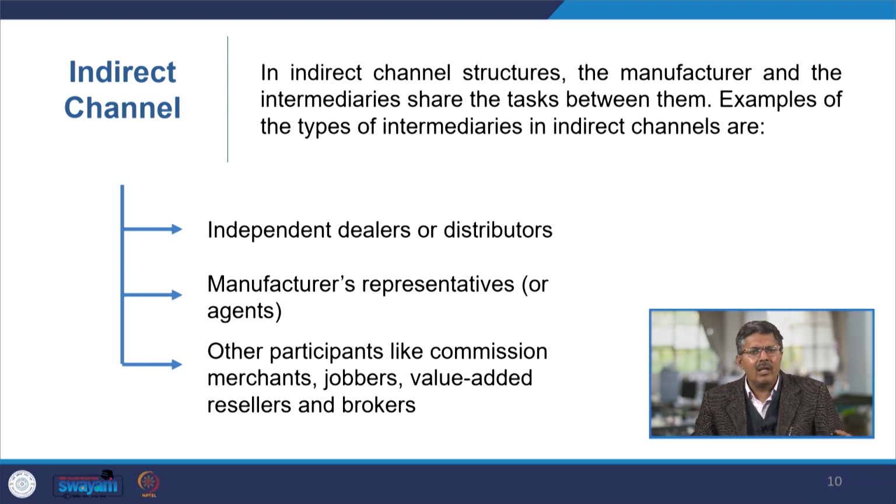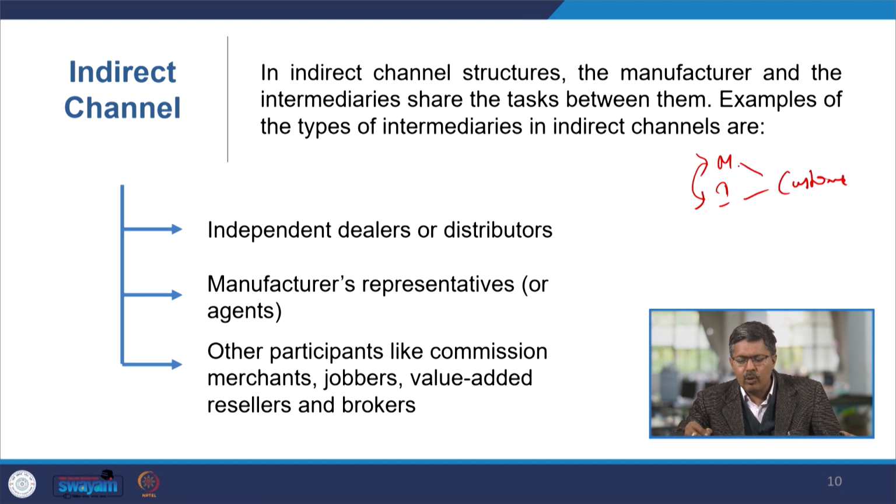In an indirect channel, intermediaries come into place. The manufacturer and the intermediaries together share the risk between them. There is the manufacturer, there is the intermediary, and they both try to sell to the customer. Sometimes it could be the manufacturer through the intermediaries to the customer, or the manufacturer directly to the customer is also possible. But in indirect, we will ignore this one, and only go through the intermediary.